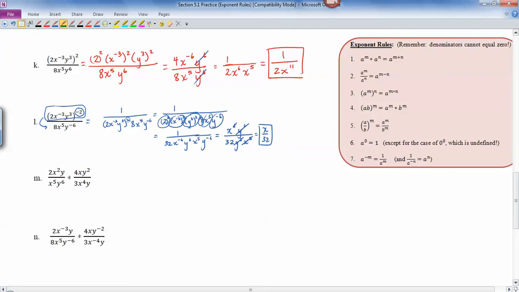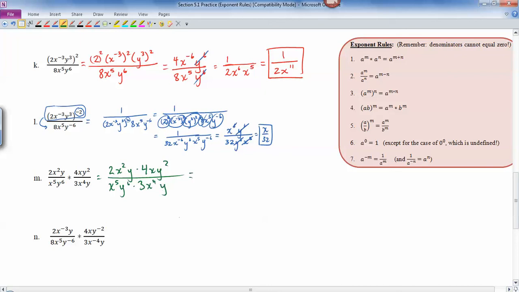So I've got x squared over x to the 5th. So that part right there will turn into an x cubed on the bottom. I don't know. Let's just write out the whole thing. So the top's going to turn into 2x squared y times 4xy squared. The bottom will turn into x to the 5th, y to the 6th, times 3x to the 4th y.